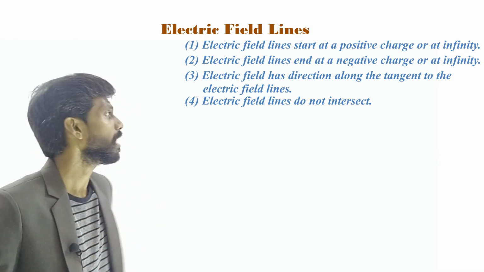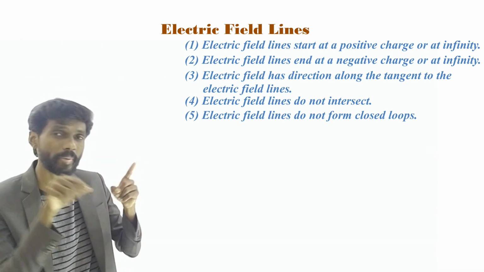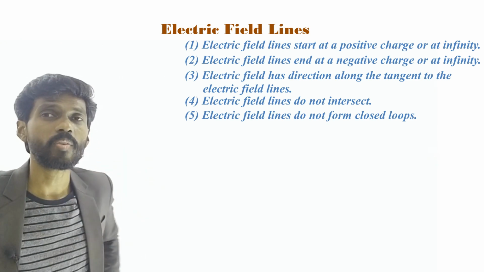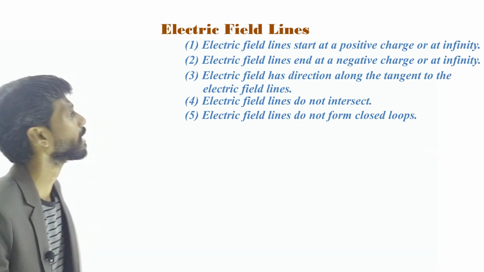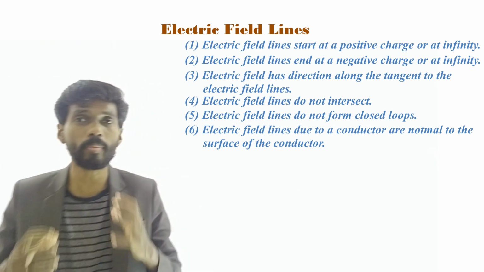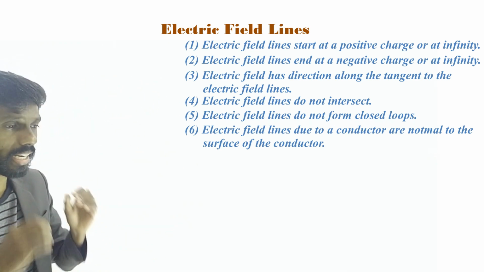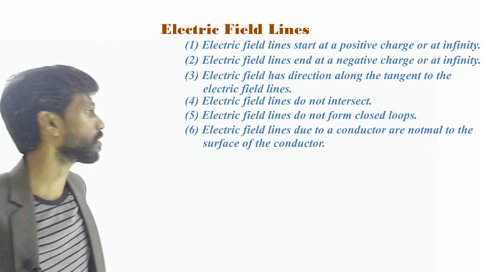Next, the electric field lines will never form closed loops, because they cannot start and terminate at the same point. Electric field lines will never form closed loops. And then the next point is that the electric field lines due to a conductor are in the direction normal to the surface of the conductor. Electric field lines emerge from the conductor in a perpendicular direction.